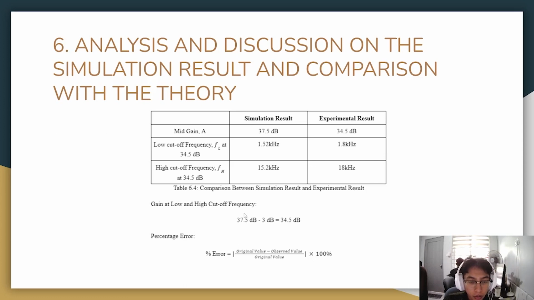So this is how we find the gain at low and high cutoff frequency. 37.5 dB minus 3 dB, we get 34.5 dB. And the formula for percentage error is original value minus observed value, divided by original value, and multiplied by 100%.